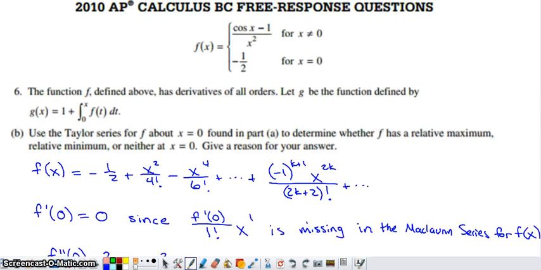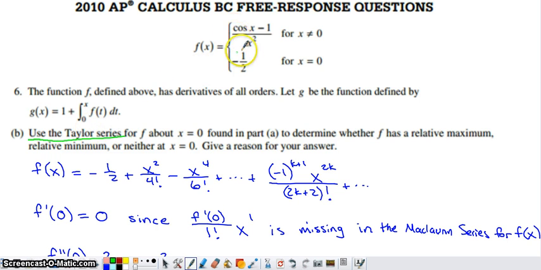When we move into part B here, what they ask us to do is to decide if f has a relative maximum, a relative minimum, or neither at x equals 0, and then to give a reason for your answer. Now they do kind of give us a hint. They say to use the series.